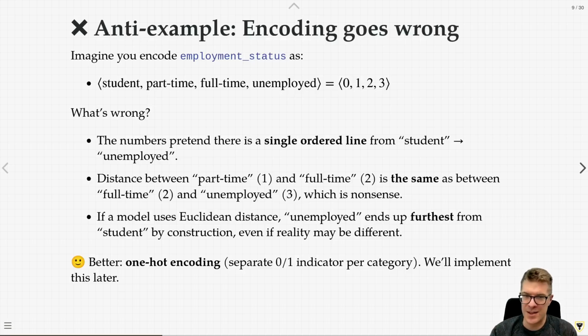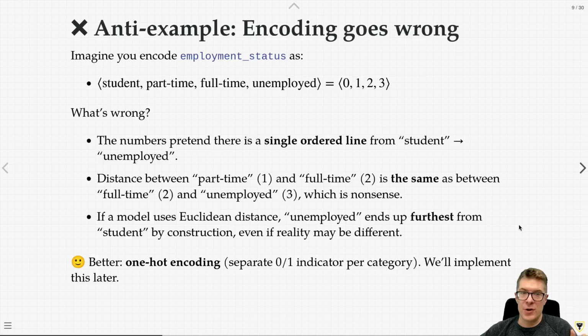So in some sense, the difference between part-time and full-time is the same as between full-time and unemployed, right? And already this is sort of nonsensical, at least with our understanding of employment, like these distance measures don't seem to map out. So we've fallen into another trap of replacing labels with numbers.